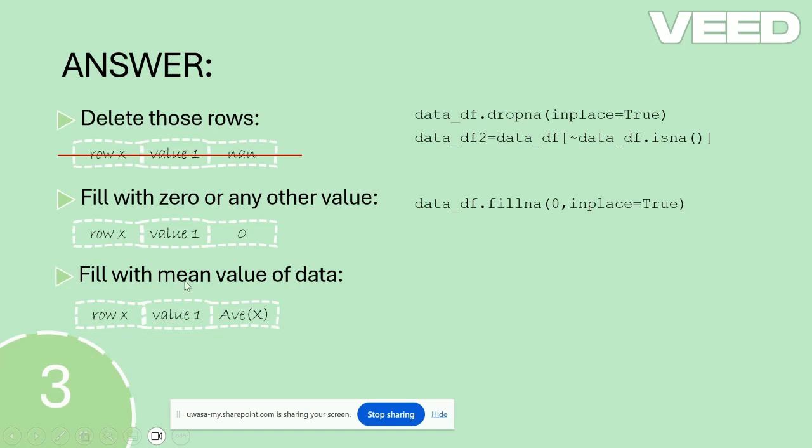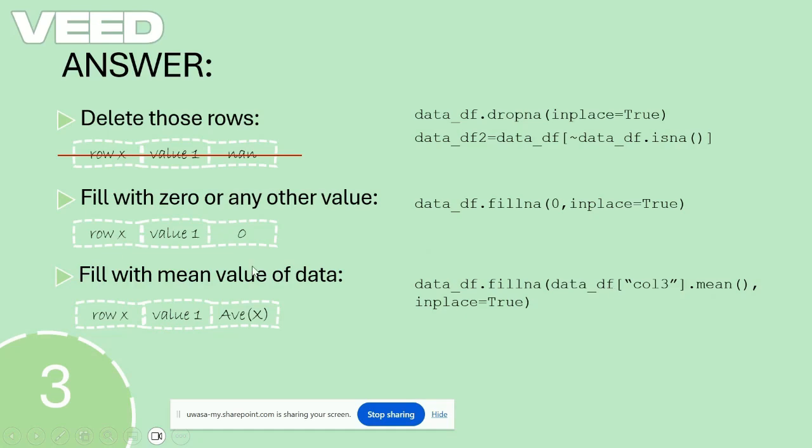And what if we want to replace it with the mean of that column? Assume that this column is column 3, and we want to use the average of column 3. So instead of 0 in the fillna code, we use data_df, which is the name of my dataset, and column 3, which is the name of this column, dot mean, so dot mean gives me the mean value.